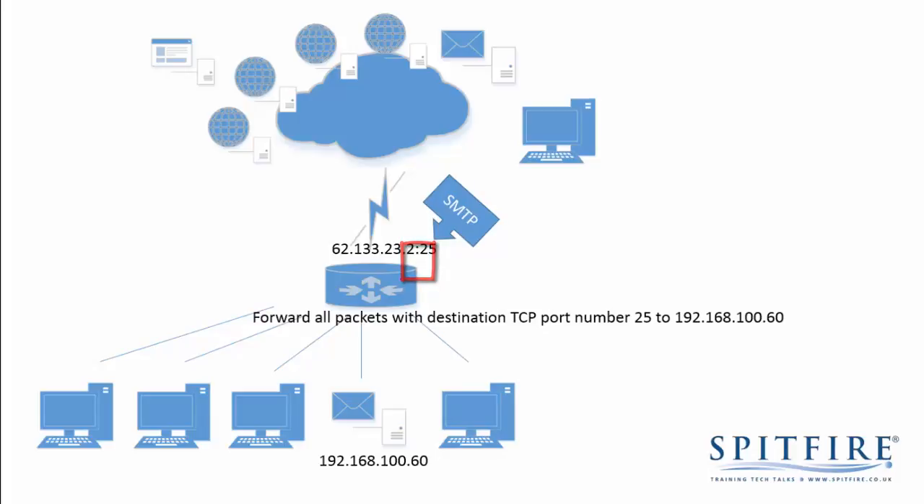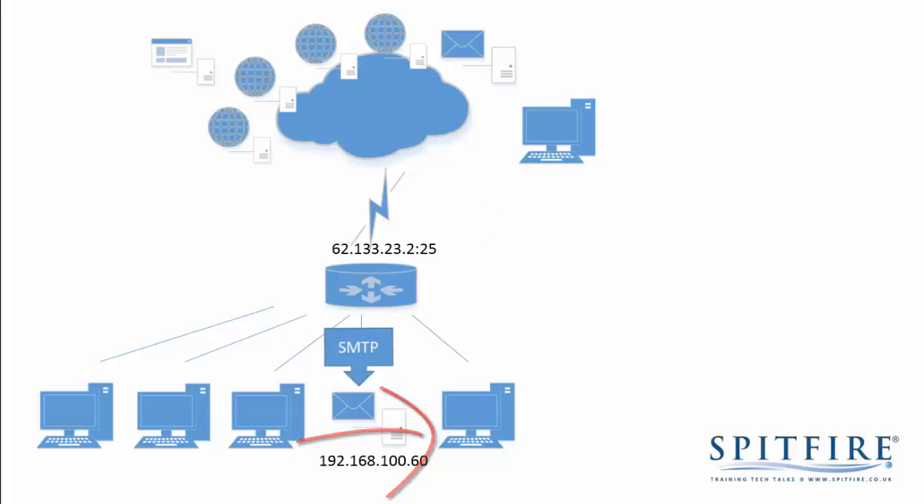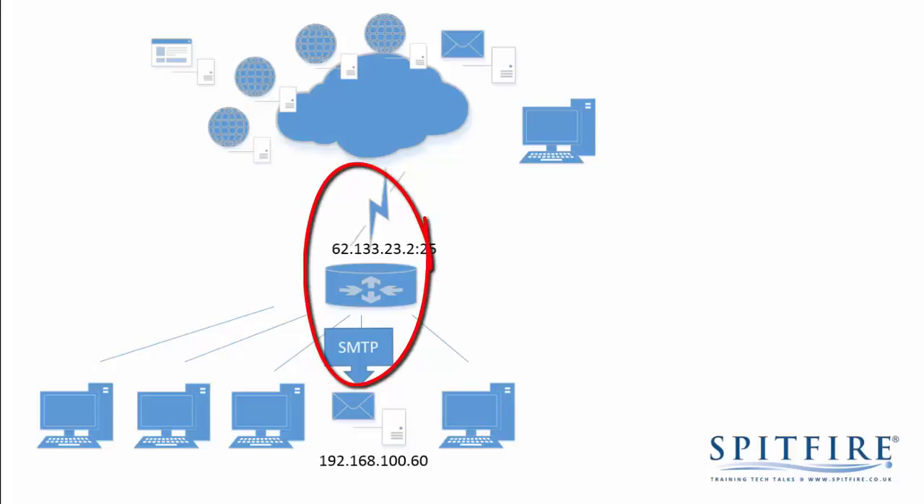So what happens with port forwarding is that the router is configured to send all IP packets coming in on port 25 to the mail server on the LAN. So in this case, we say that we're forwarding port 25 to 192.168.100.60, which is the private IP address of the mail server sitting on the LAN. So the mail server will receive the incoming mail just as if it had the public IP address 62.133.23.2. So we can receive mail from the rest of the internet, and so far as the internet is concerned, we are running a mail server on that public IP address.